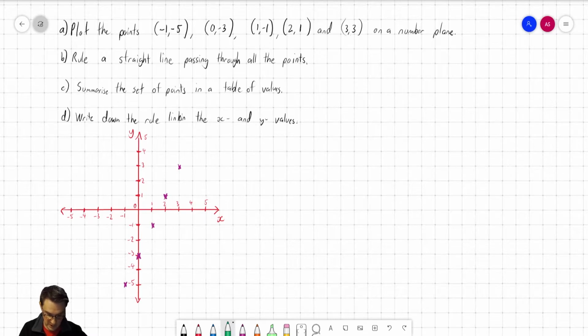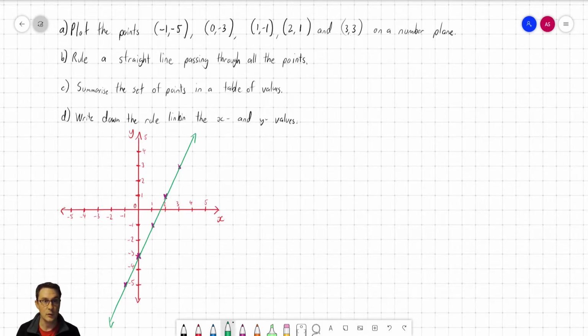So using our ruler, let's line up the points here. What we're going to do is draw a nice straight line through each of these points, just like that. And an arrow on each end just to indicate that the line is continuing on beyond those points. It's not just restricted to those points. So once we've done all of that, we've ruled a straight line.